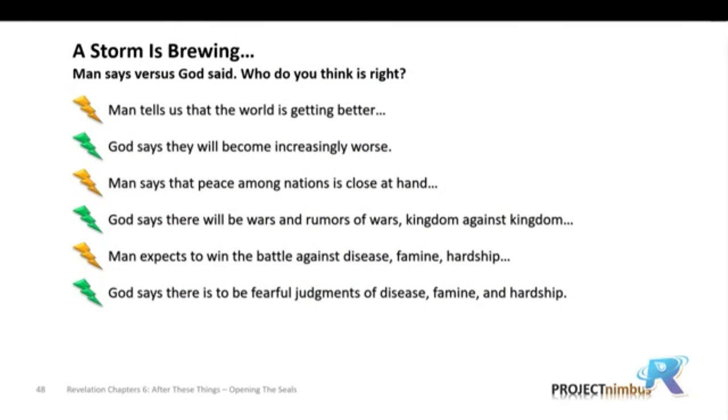Man says that peace among nations is close at hand, and even in recent months and weeks, we may be tempted to see that peace is coming. God says there will be wars and rumors of wars, kingdom against kingdom. Man expects to win the battle against disease, famine, and hardship. Boy, do we understand that struggle in 2020. And God says there are to be fearful judgments of disease, famine, and hardship.